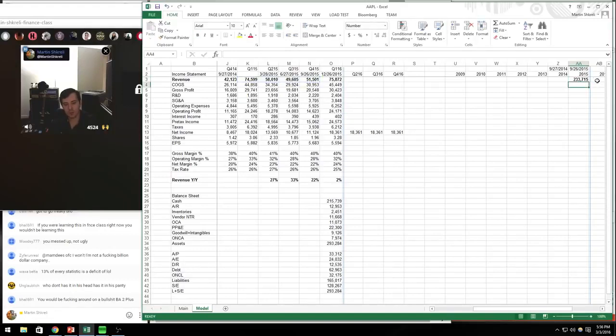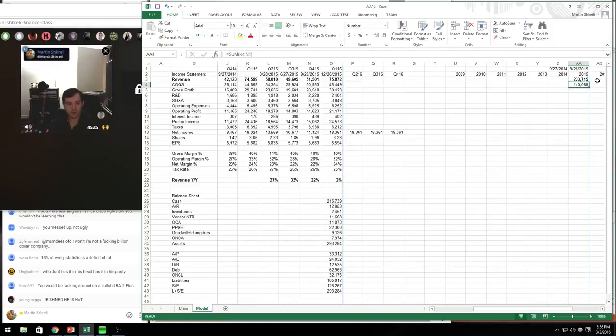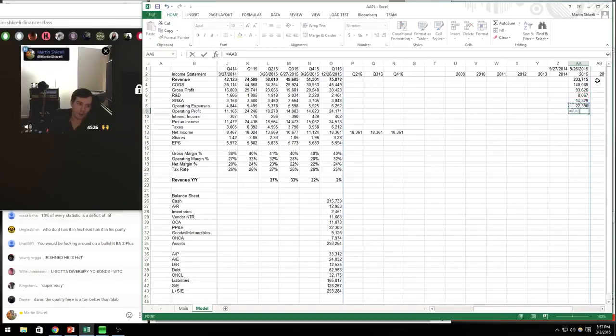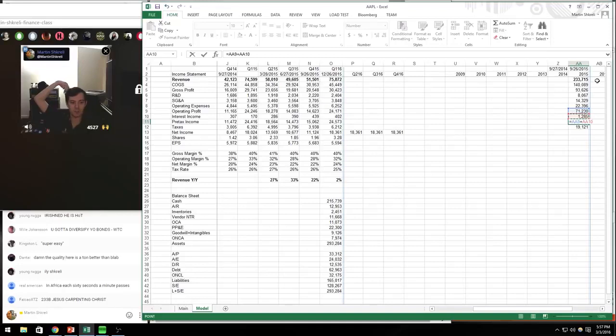$233 billion of revenue in fiscal 15. We can still use some of the same formulas, but a lot of this is going to be equal sum. Of course, operating expenses are just all the operating expense lines summed. Operating profit is gross profit minus operating expenses. And then we're going to just sum things like interest and taxes. Pre-tax income is operating income plus or minus, depending if it's positive or negative, interest income. And of course, net income is just pre-tax income minus taxes.